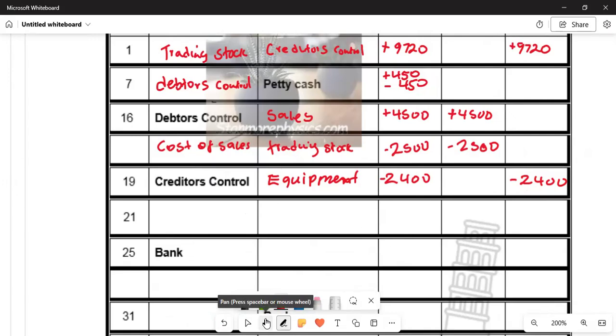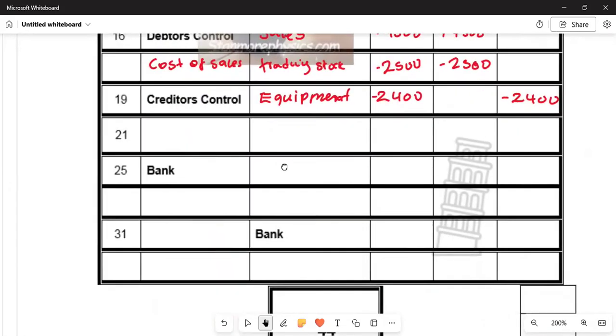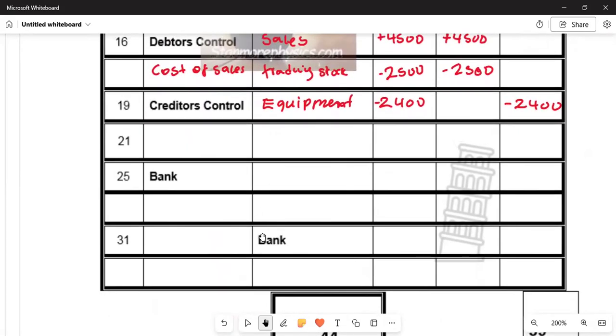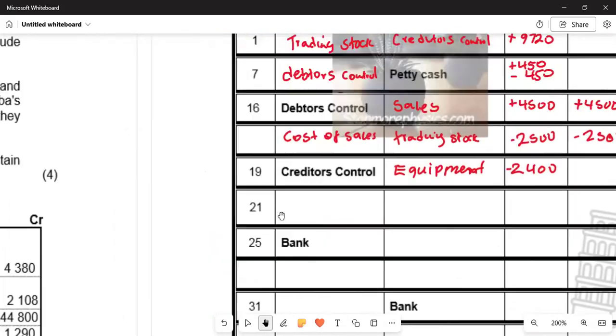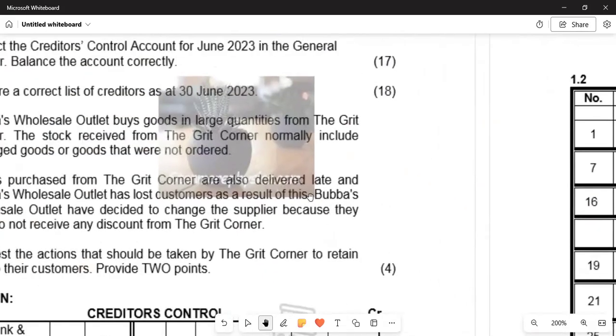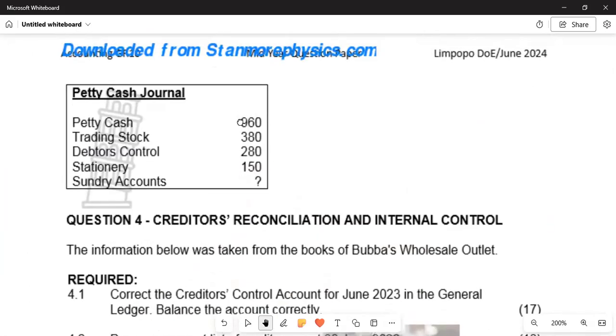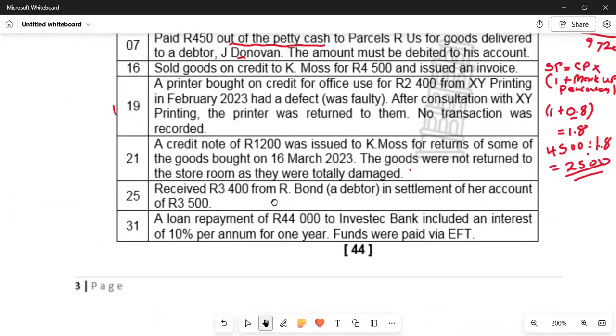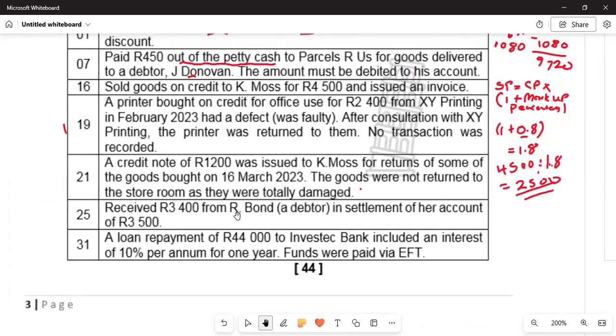Now we are moving on to the transaction which took place on the 21st. Here we are on the 21st. A credit note of 1.2 was issued to KMOS for returns of some of the goods bought on 16 March, and the goods were not returned to the storeroom as they were totally damaged.